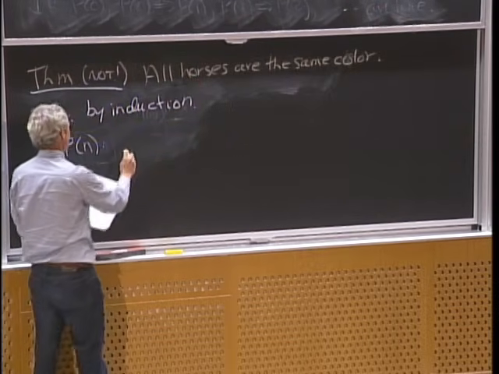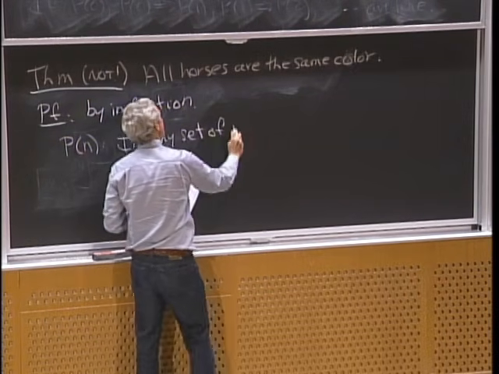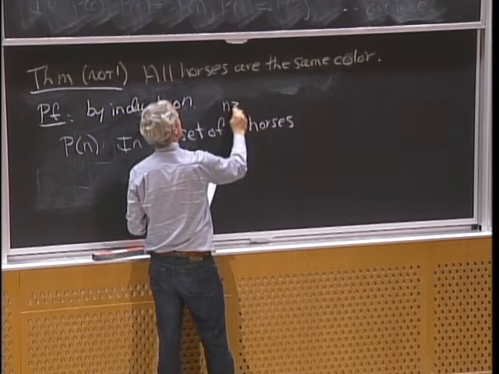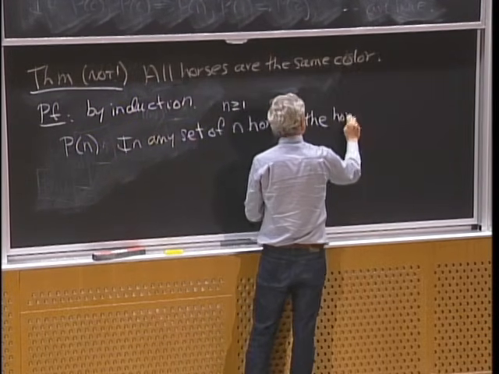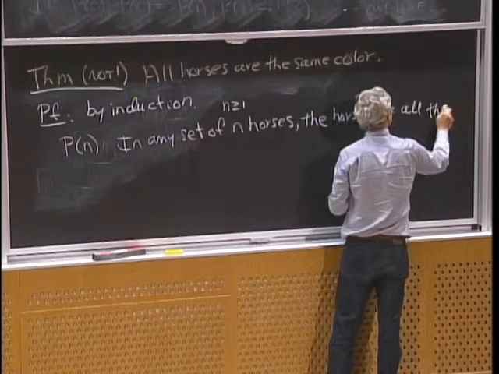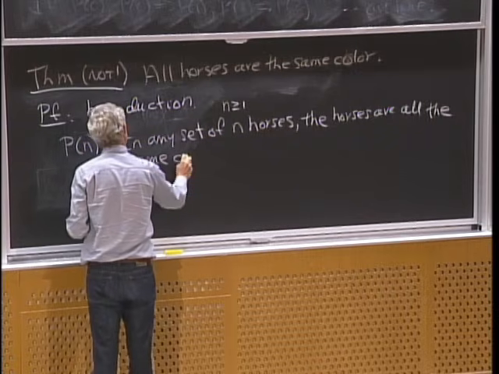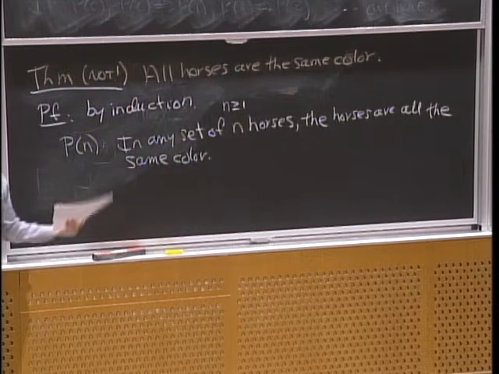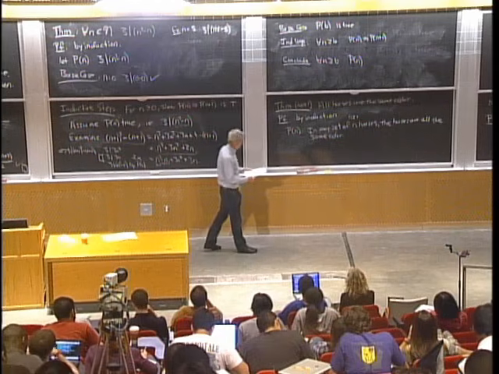So what I'm going to say is that in any set of n horses, and let's make n bigger than or equal to 1, the horses are all the same color. Now if I prove this is true for all n, well, then all horses are the same color. Because in any set of n horses, they're all the same color. So all horses must be the same color.